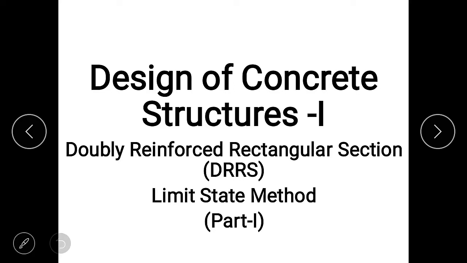In the last parts, part 1, part 2, part 3, part 4, and part 5, we solved singly reinforced rectangular sections by limit state method. We designed the beam as a singly reinforced section. In today's lecture, we design the beam as a doubly reinforced section.